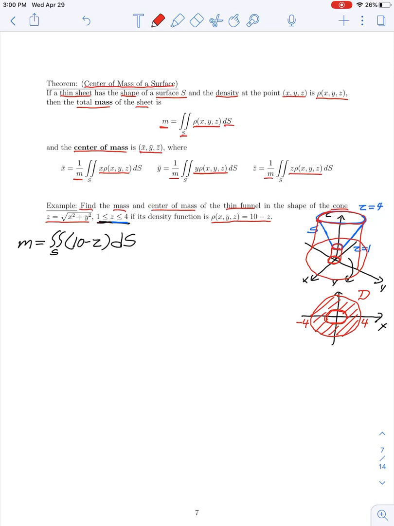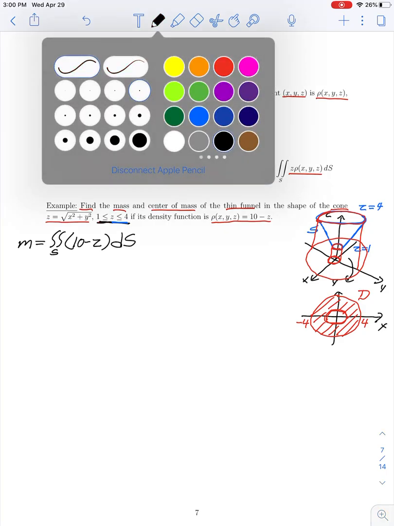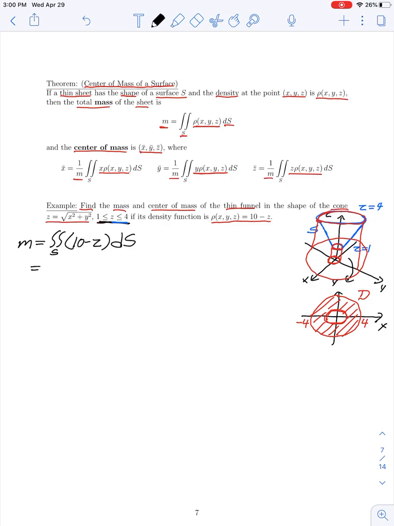Okay. So let's see if we can convert this surface integral to a double integral over the region D. So here we have the double integral over D of the function 10 minus z. Now, in our example, the surface z is given by the square root of x squared plus y squared. It's part of a cone. So I replace this z value with the square root of x squared plus y squared.